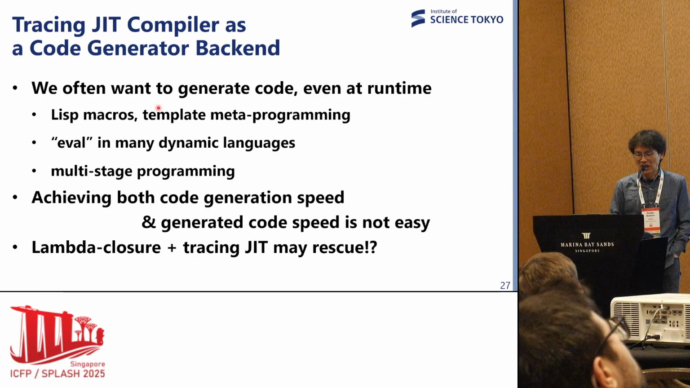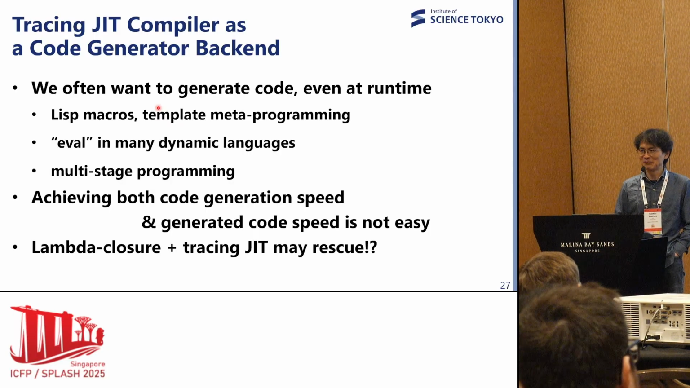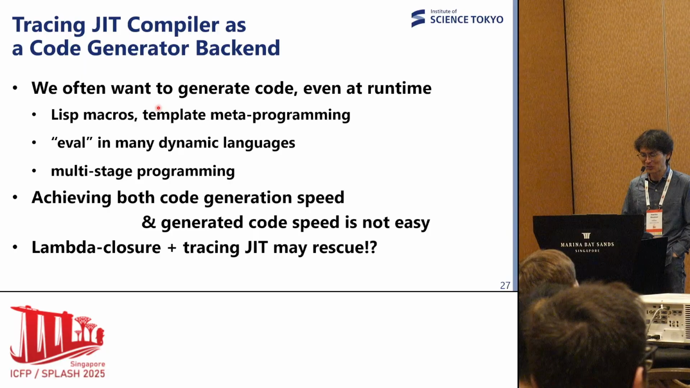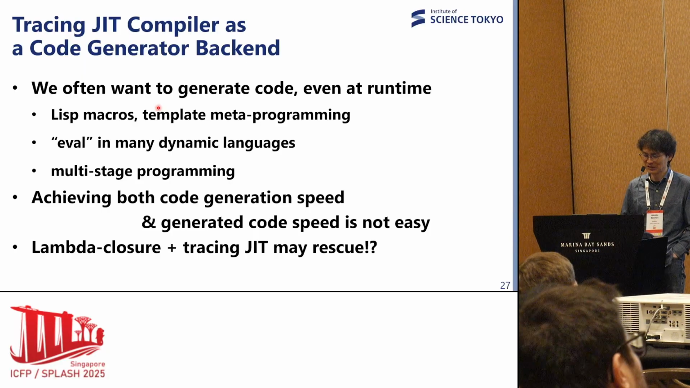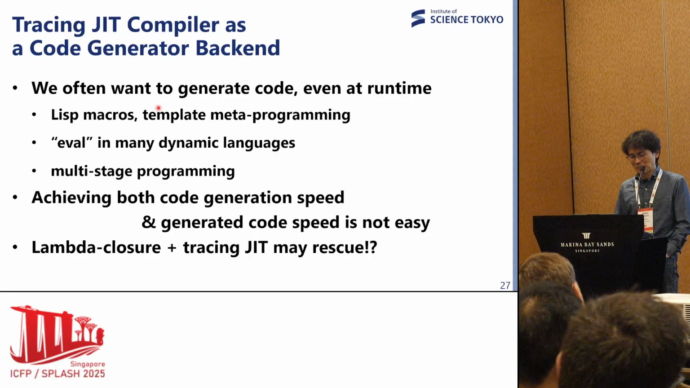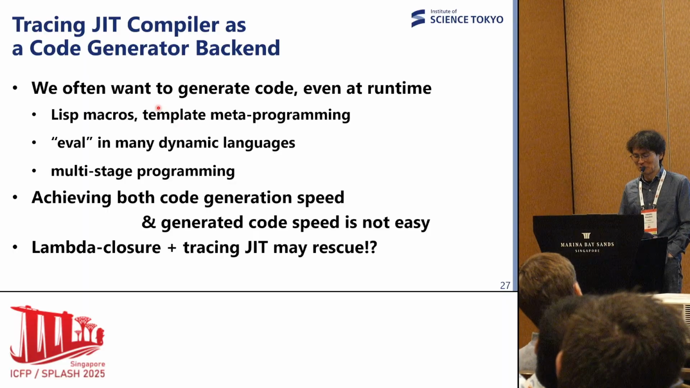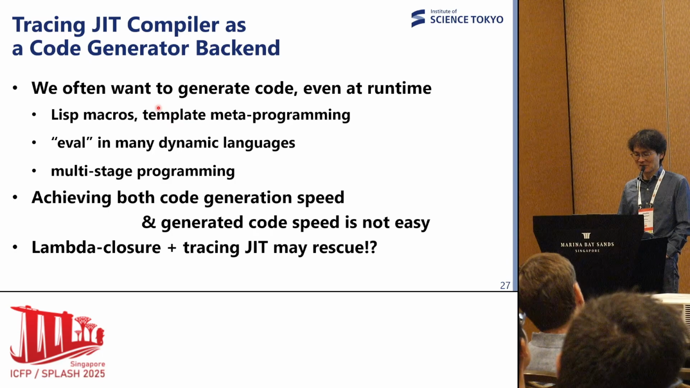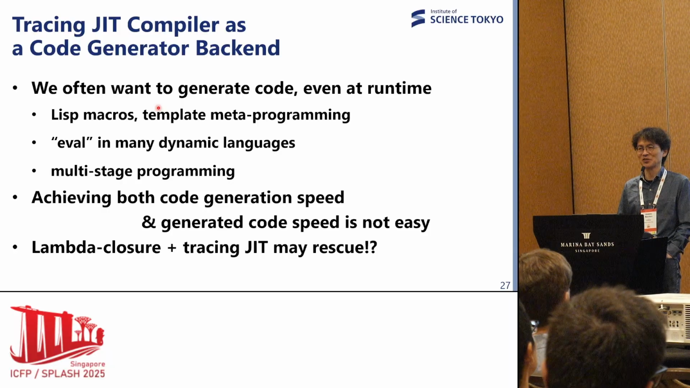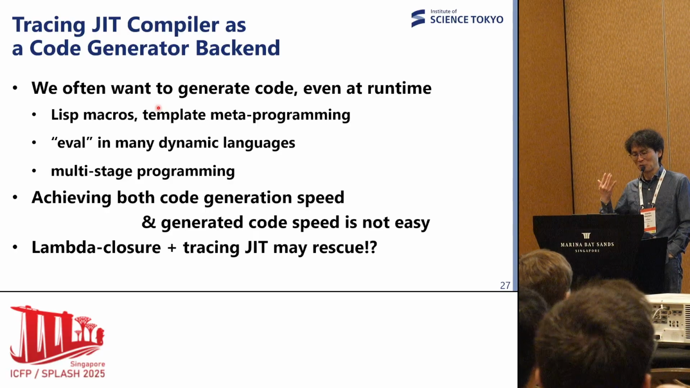From there, I found that we often want to generate code even at runtime. That's why many languages have macros, template metaprogramming, evals, or multi-stage programming. And it seems that lambda closures and the tracing JIT may achieve both good code generation speed and generated code speed. So it might be a very nice place to play with for a code generator backend.